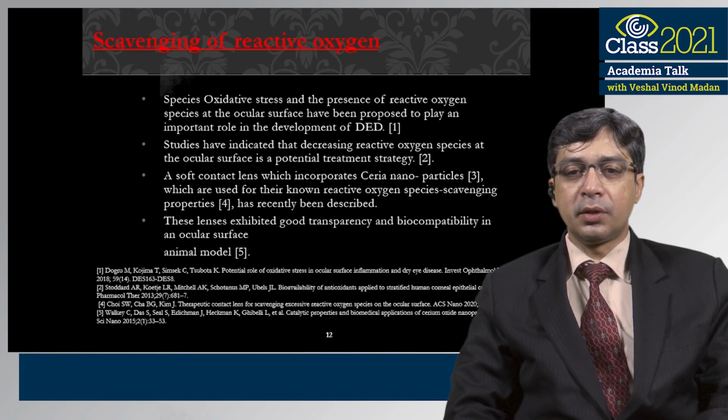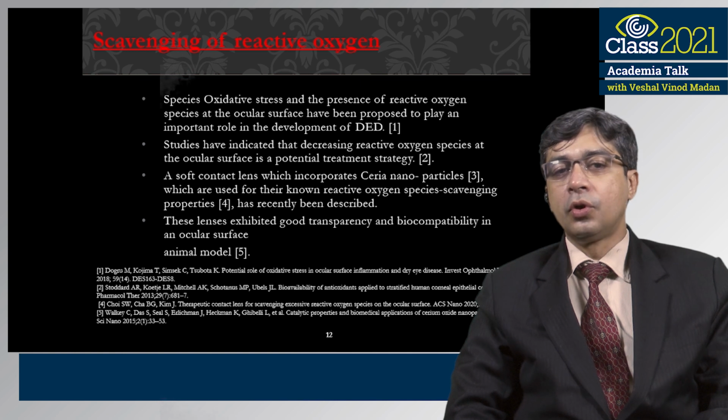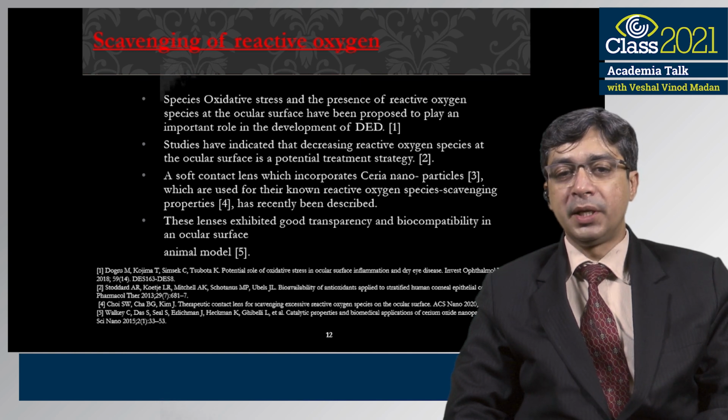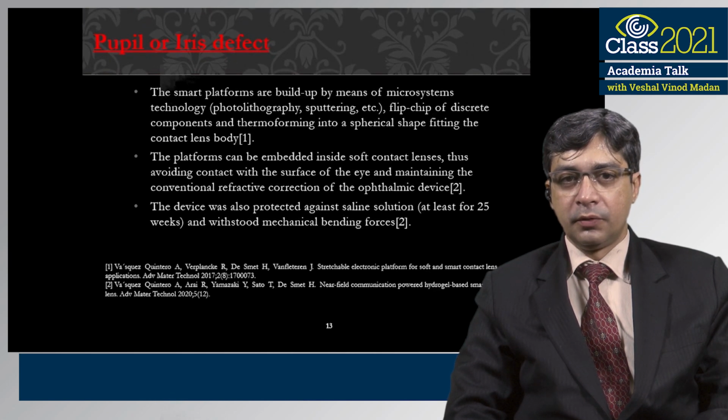These lenses are also being designed in such a way that they can easily scavenge the reactive oxygen and also maintain good transparency and biocompatibility on ocular surfaces, in animal models specifically. We can do this in our human trials.